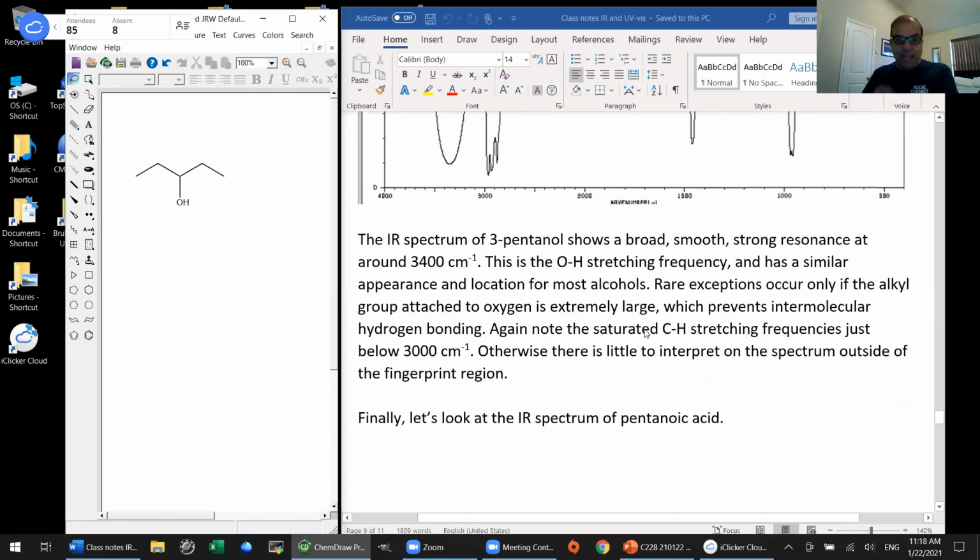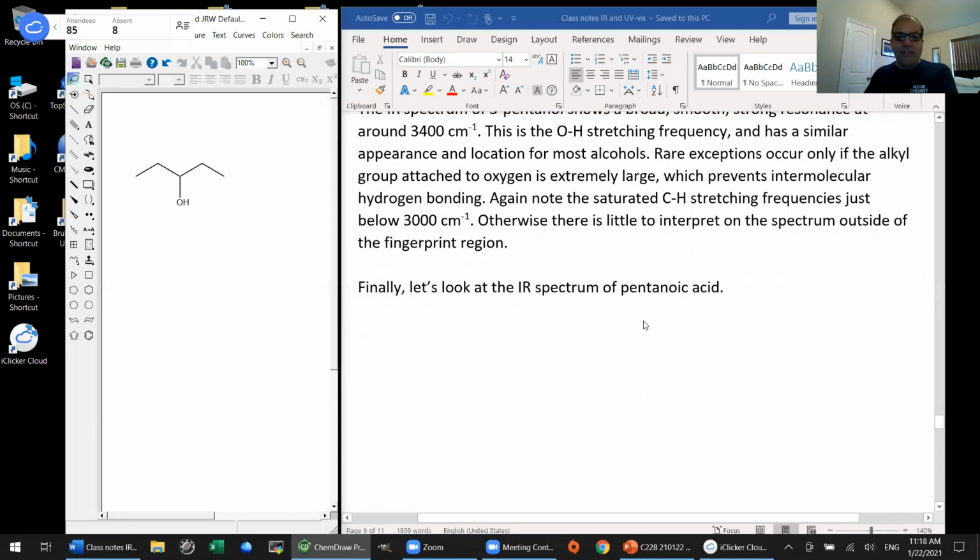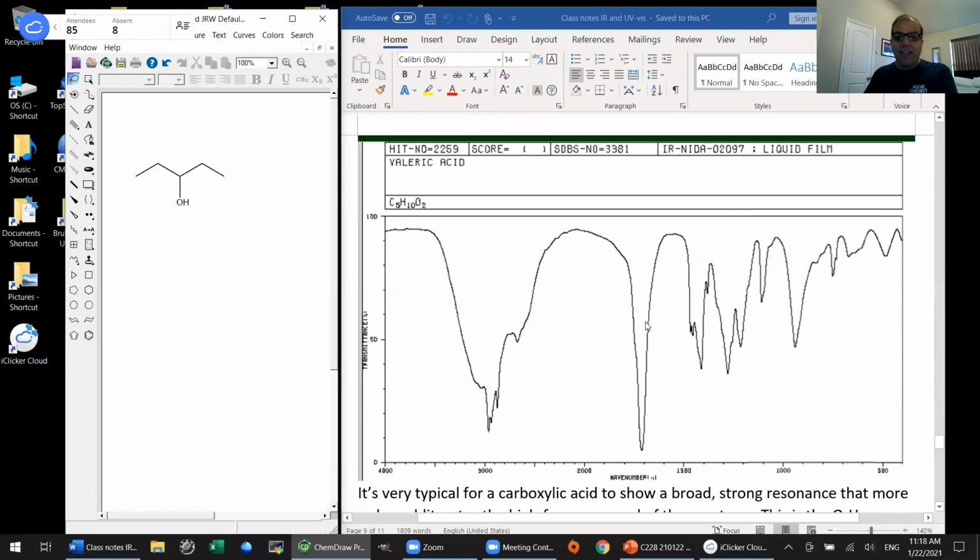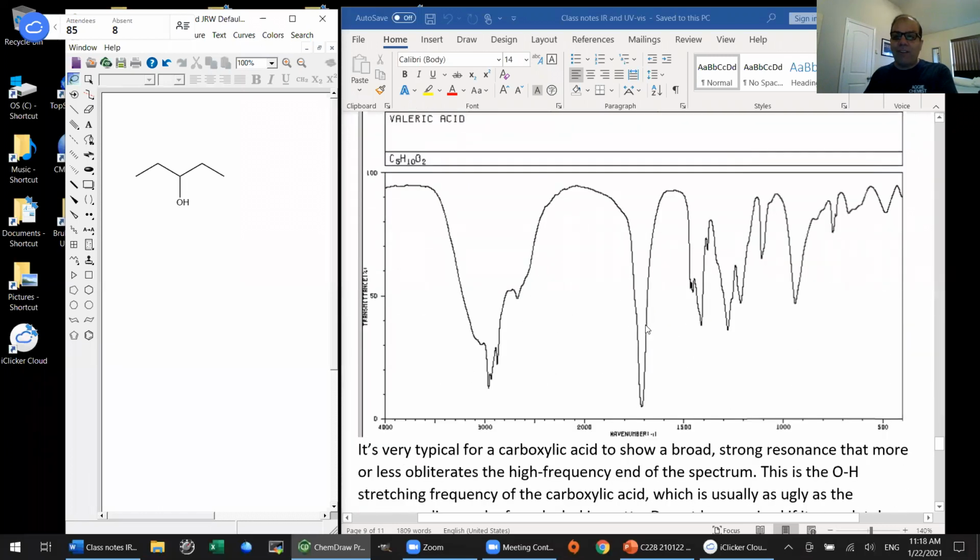Actually, I got an idea. Let's do our carboxylic acid. This is a very typical carboxylic acid spectrum. And in a pentanoic acid, CO2H, carboxylic acid group.